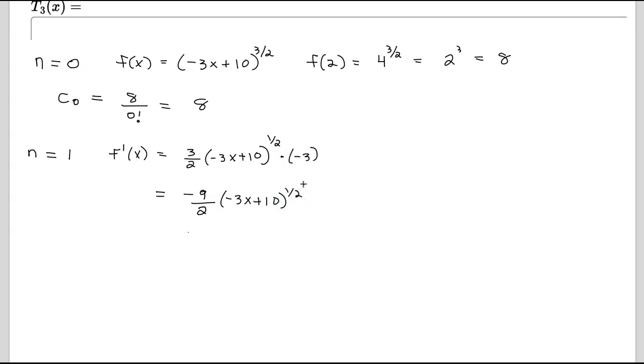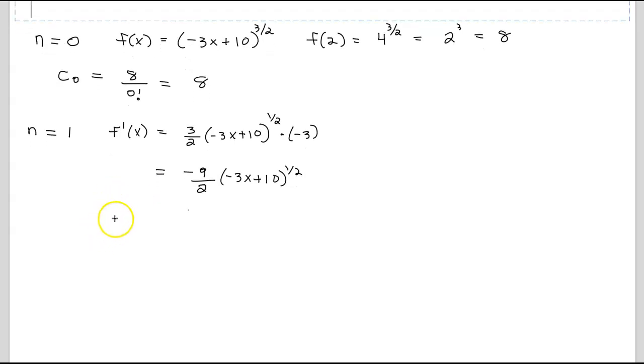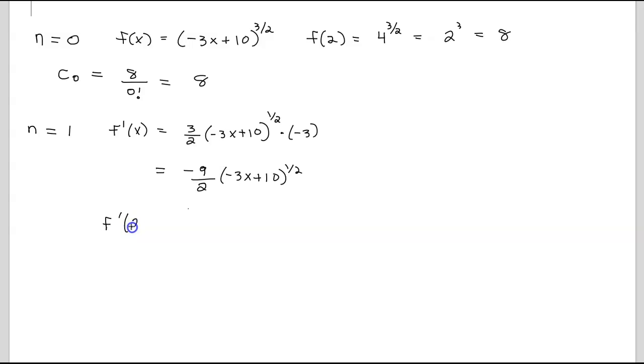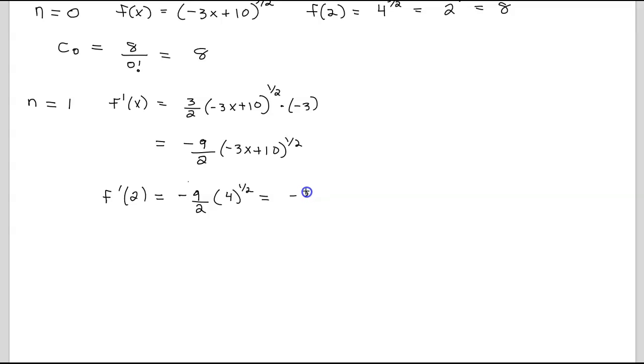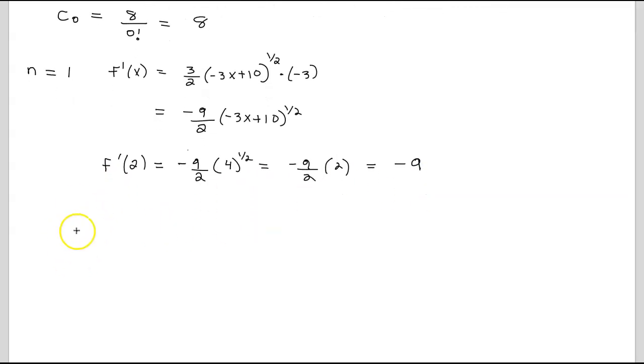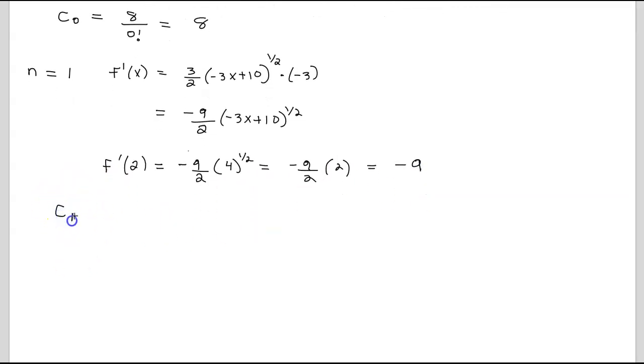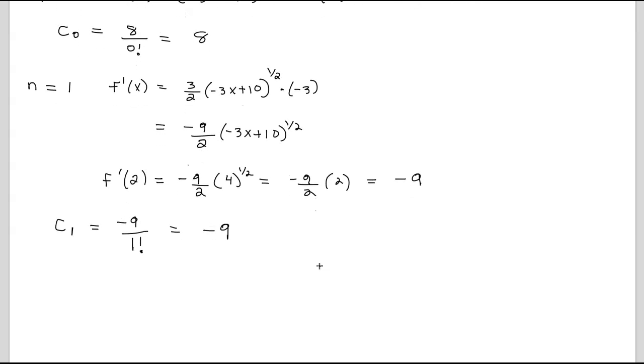And now we'll substitute in f prime of 2, excuse me. We'll substitute 2 in for x, and we'll get negative 9/2. And when you substitute 2 into here again, you get 4 to the 1/2 power, which is just 2. So you get negative 9/2 times 2, which gives us negative 9. So the n equals 1 coefficient is going to be this derivative divided by 1 factorial, which is just 1. So the n equals 1 coefficient is negative 9.